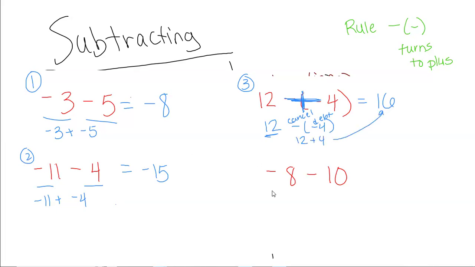And last one, you owe me again. You owe me 8, you owe me 10. All together, you'd owe me 18. You owe me 8 plus you owe me 10. Okay, this takes practice. This one's probably the hardest.